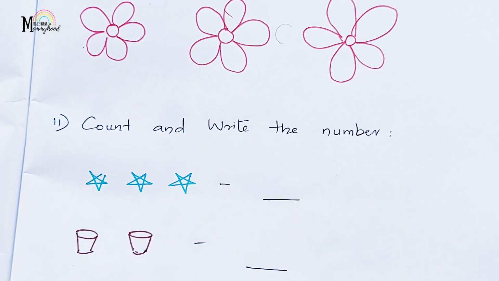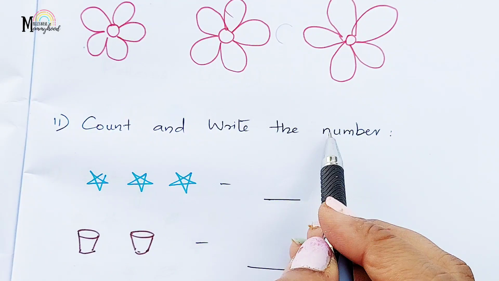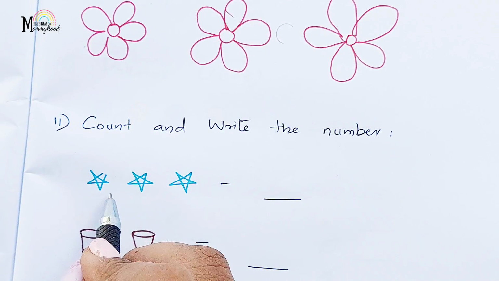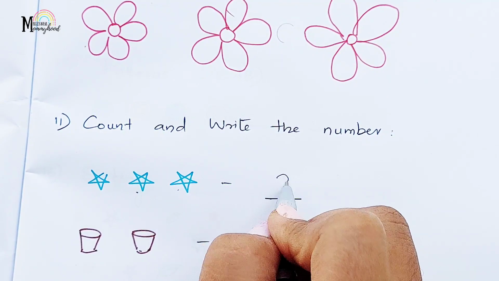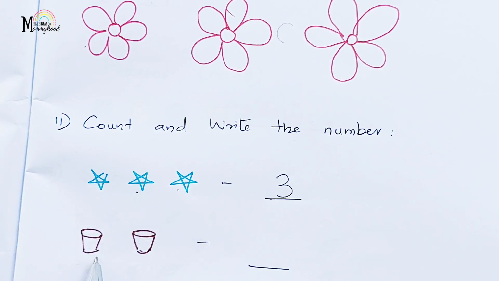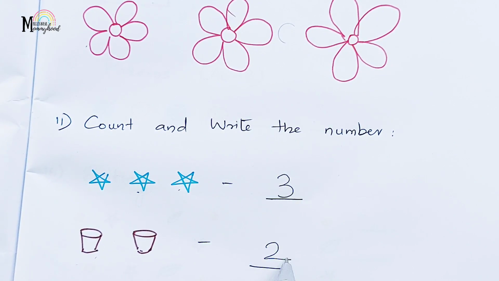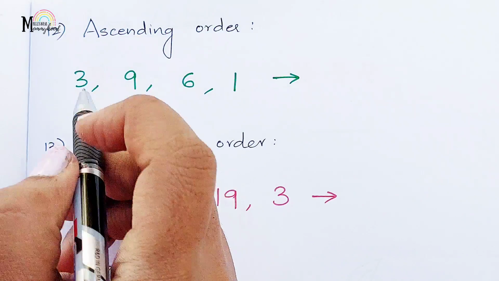Next comes the concept of counting and writing the numbers. For example, here there are 3 stars. The child has to count and write the number 3. Here there are 2 cups. The child has to write 2.